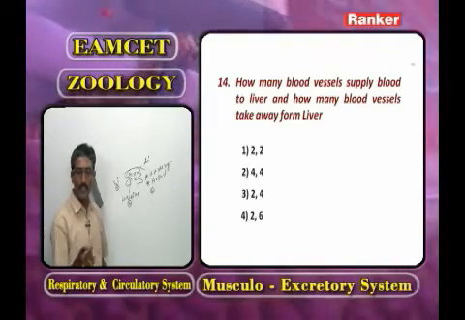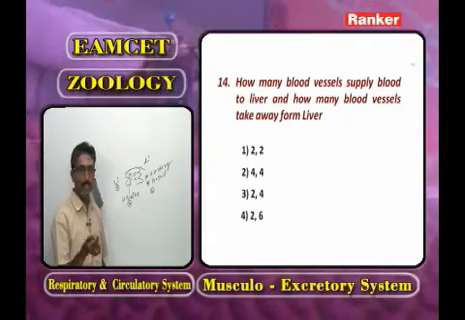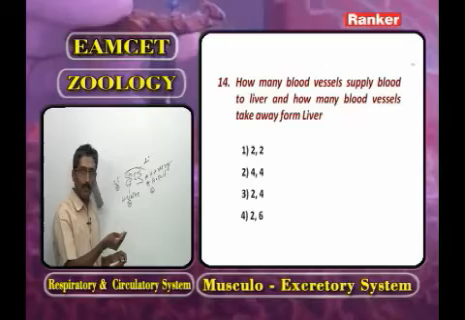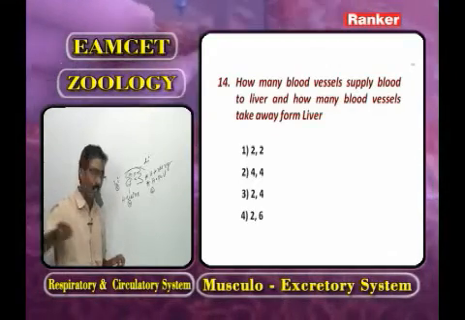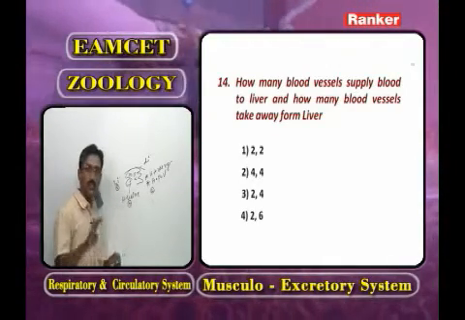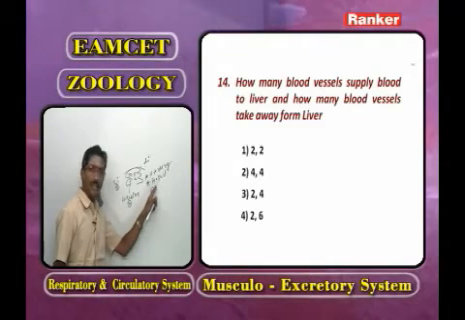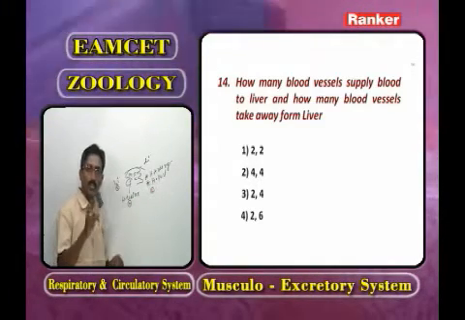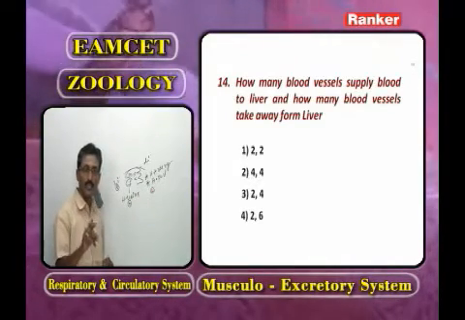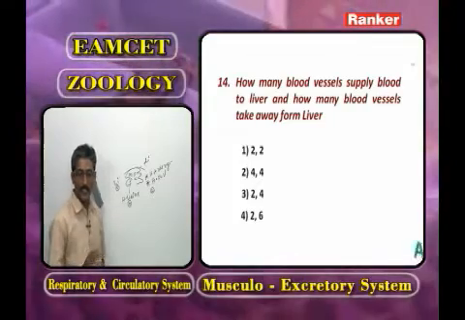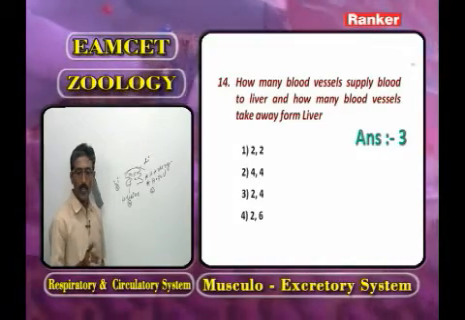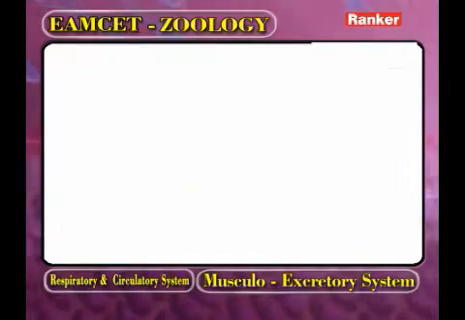Now, as we observe the question, how many blood vessels supply blood to the liver and how many blood vessels take away? That means from the liver, the blood is taken away by how many blood vessels? 4. So the number of hepatic veins is 4. The number of arteries supplying blood to the liver is 2. So 2 plus 4 is 6. Now the answer is the third one, 2 and 4. Now we go for the next question.